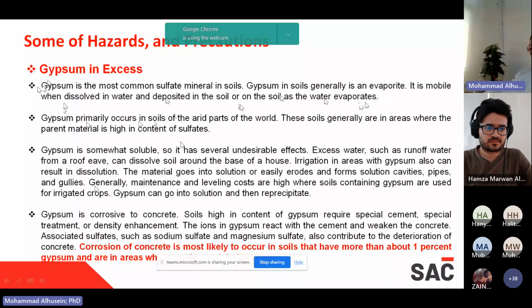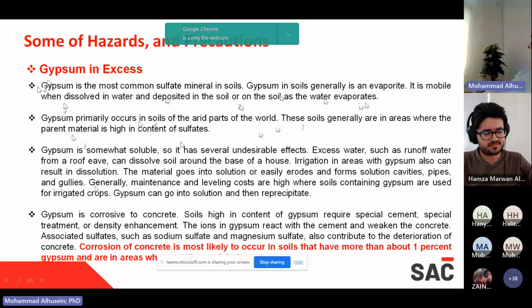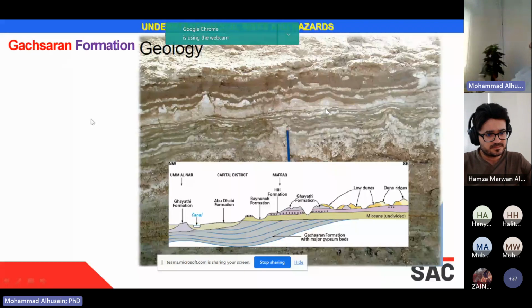Gypsum primarily occurs in soils of the arid parts of the world, like, but not limited to, the GCC countries, where this appears everywhere. These soils are generally in areas where the parent material is high in sulfates. For this point, I will show you a section. You see, this is the parent material where gypsum dominates, and whatever you do in the upper subsurface layers, replacement or improvement, this material comes again and destroys the structure of the soil on top.